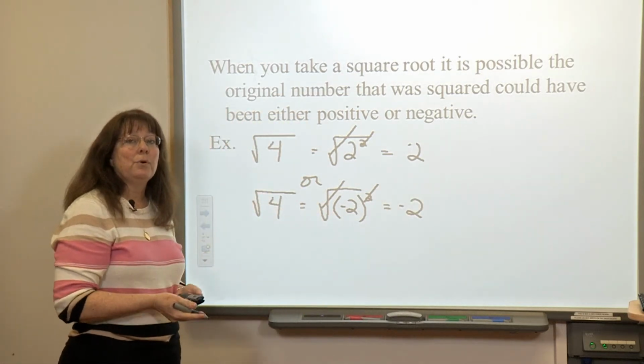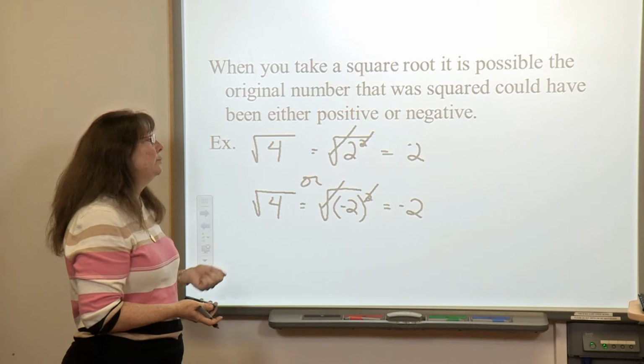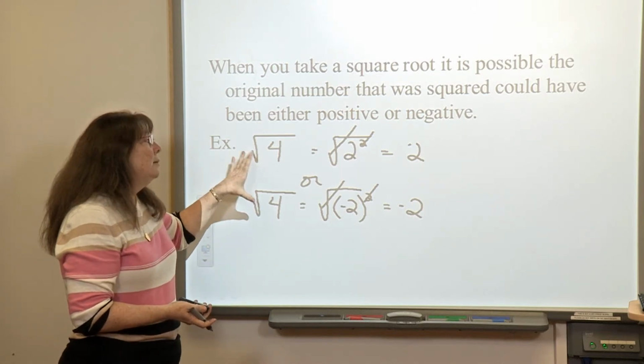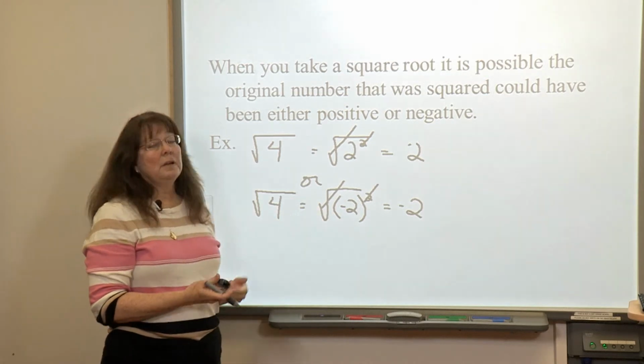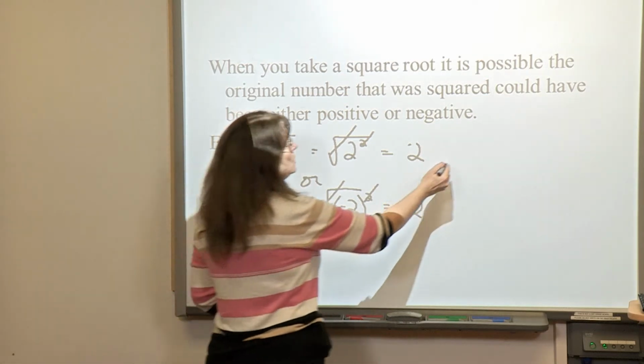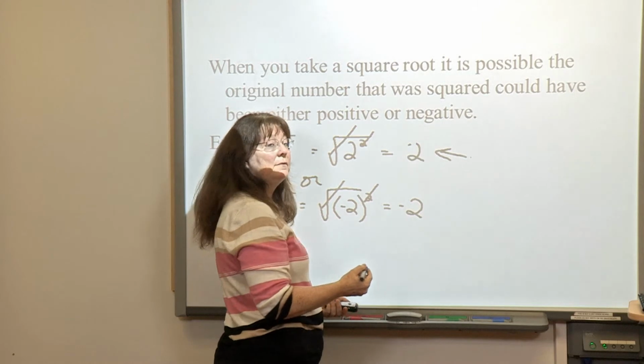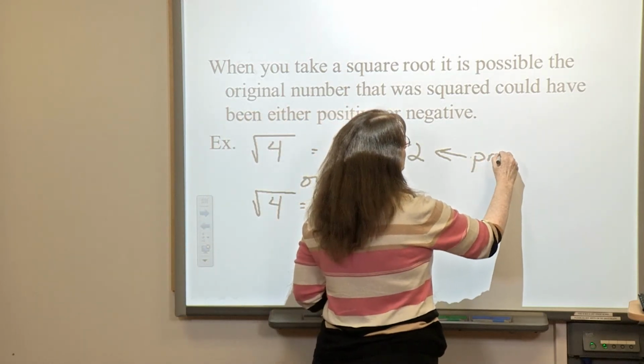It is possible, anytime you're working with a square root, that the number underneath might have originally had a positive number squared, or it could have had a negative number squared. Most of the time you're going to be working with the positive number. It's called the principal square root.